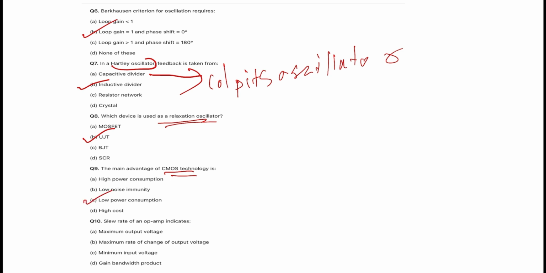Next is slew rate of an op-amp indicates: A, the maximum output voltage, B, the maximum rate of change of output voltage, C, the minimum input voltage, D, gain bandwidth product. We know that the slew rate is defined as the maximum rate of change of output voltage. So the answer is option B.